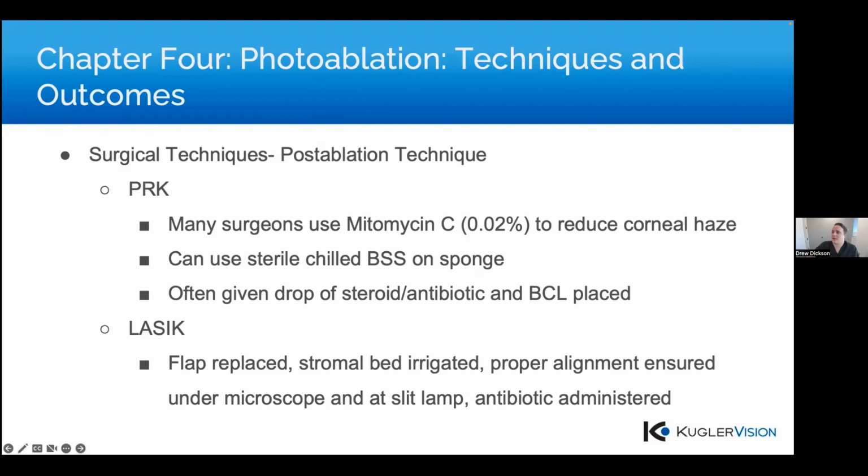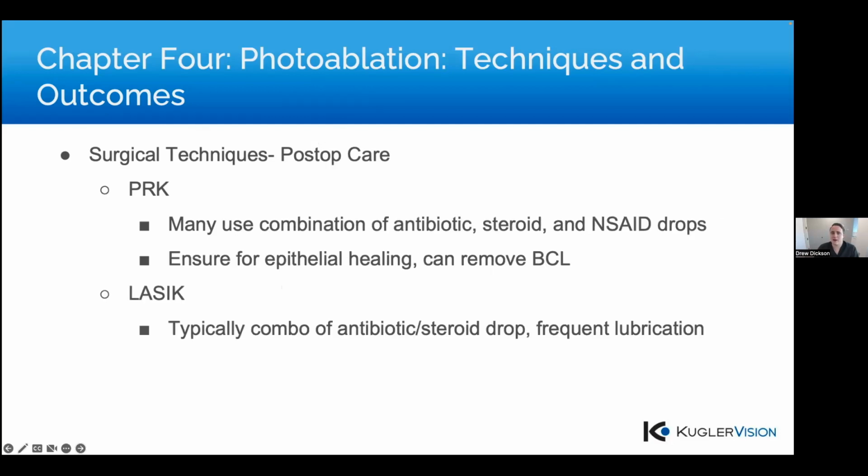With LASIK, after you lift the flap and do the ablation, the bed is irrigated, proper alignment of the flap is ensured under a microscope, and then you typically administer some antibiotics. Post-op, with PRK, we use an antibiotic, steroid, and NSAID drop, and have a bandage contact lens in place to help with discomfort. With LASIK, it's really important to have patients use frequent lubrication. We also use a steroid and antibiotic drop.